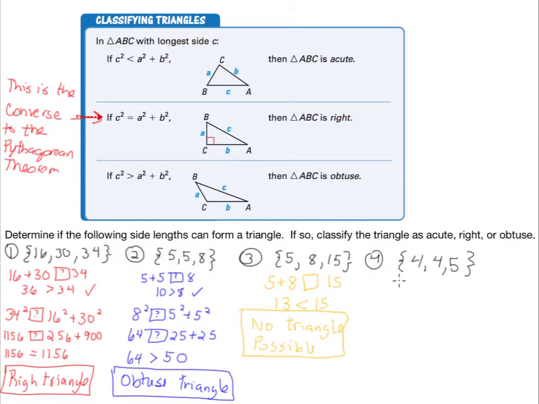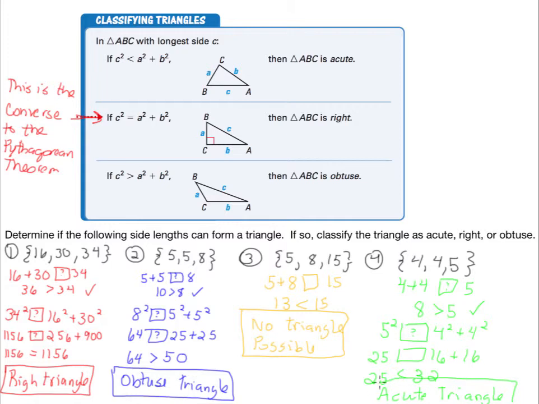In example 4, we have 4 plus 4, compare that with 5. 8 is greater than 5, so we can form a triangle. And then we got 5 squared, how's that related to 4 squared plus 4 squared? Well, 25 is less than 32, so we have an acute triangle.